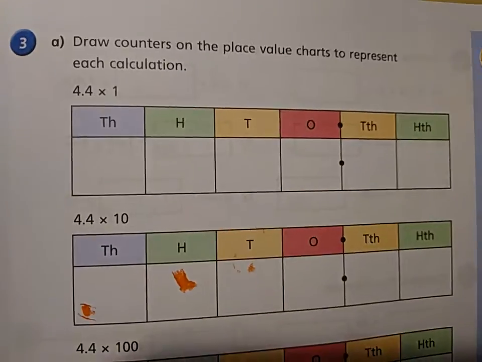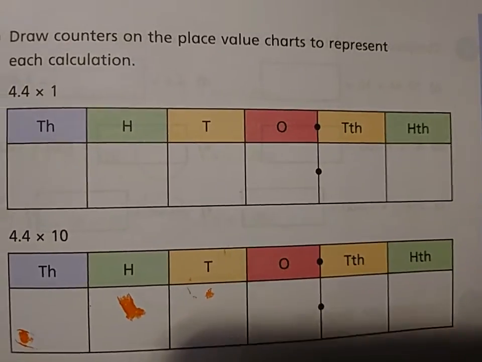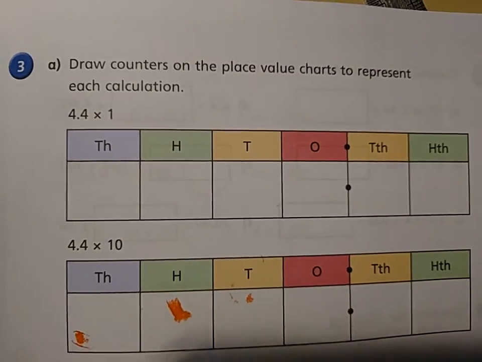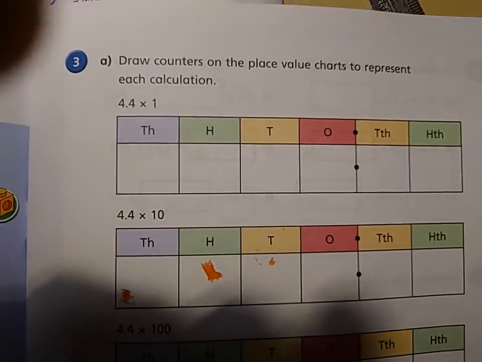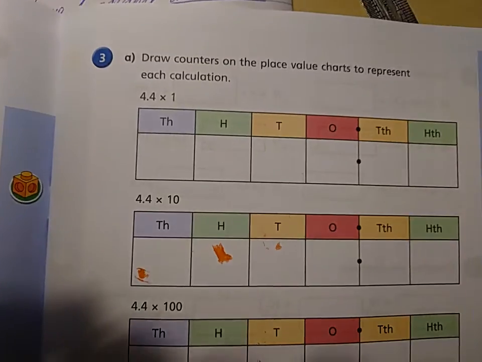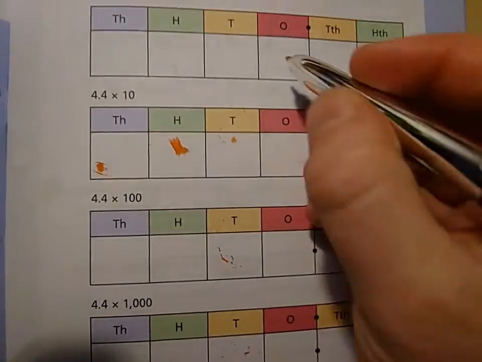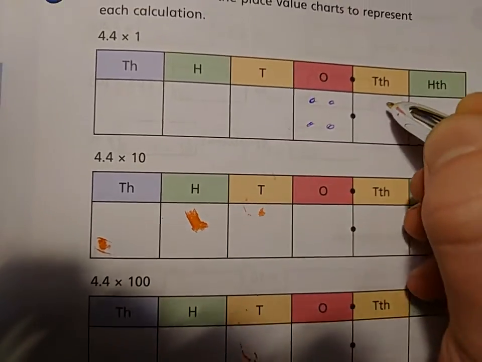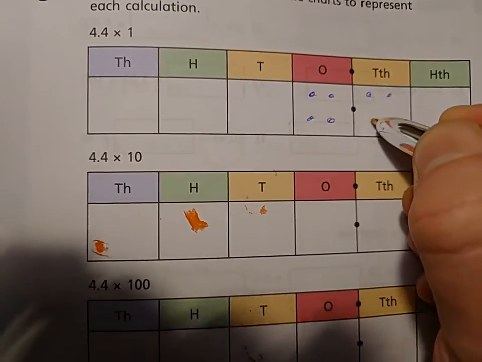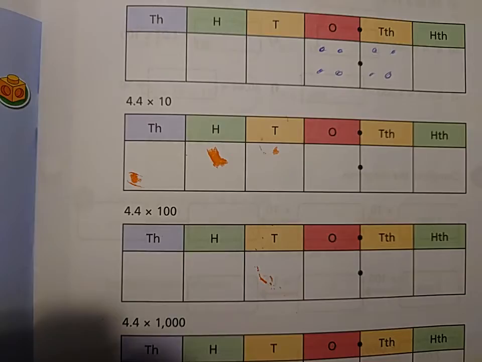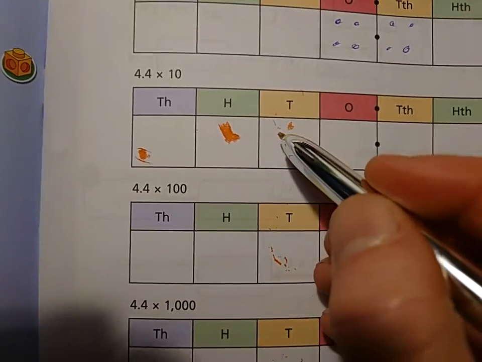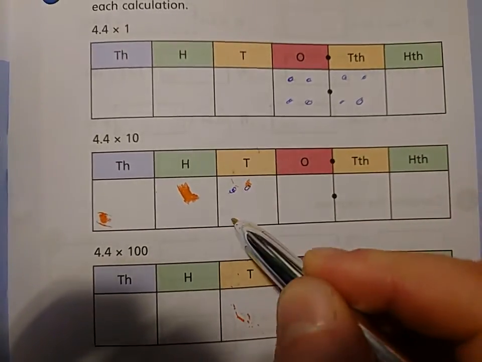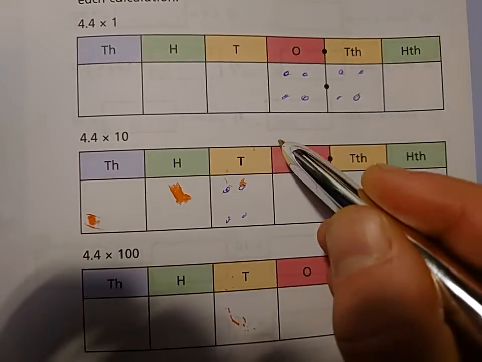Where it says draw counters, just draw a circle. You don't need to draw anything else. So draw a counter on the place value charts to represent 4.4 times 1. Okay, so it's 1, 2, 3, 4, 1, 2, 3, 4. Times 10, well, you're going to have to move everything to the left once. So I'm going to move that one to the left once, and that one to the left once.